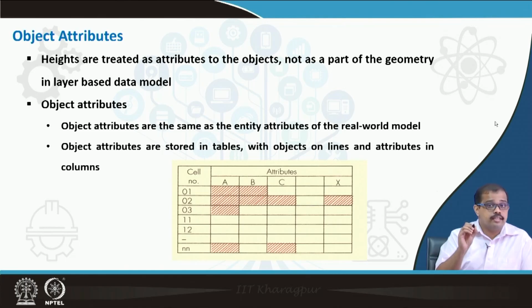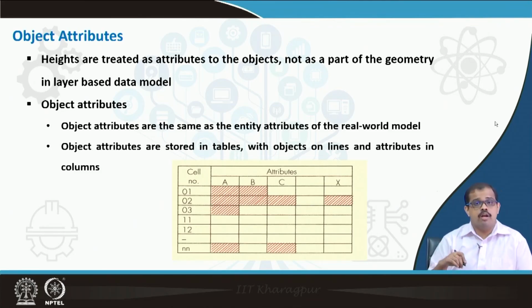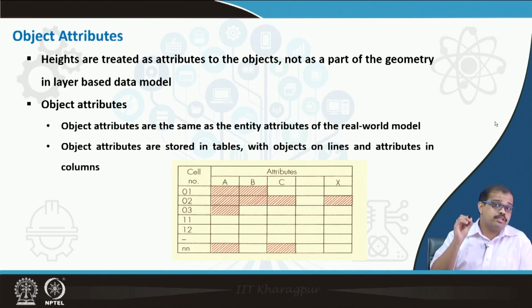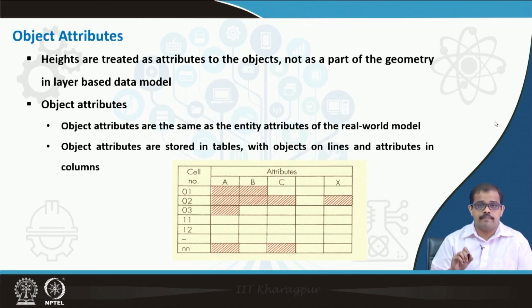Rather, the geometry of a building is the way that building is represented, whether it is square, hexagonal, a random shape, a rectangle, or a circle. All of these become geometrical shapes. This becomes a geometrical way of representing that particular object. But height is always an attribute. This is where students actually make a mistake. They always try to put height as a geometry.